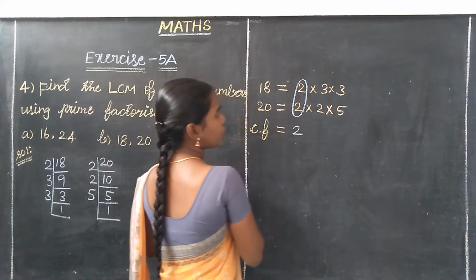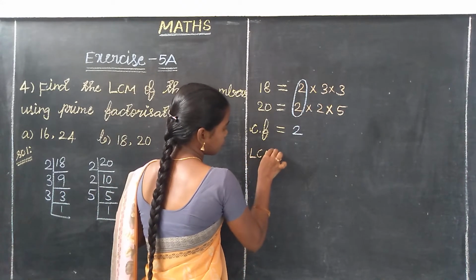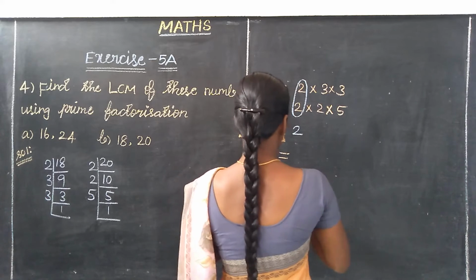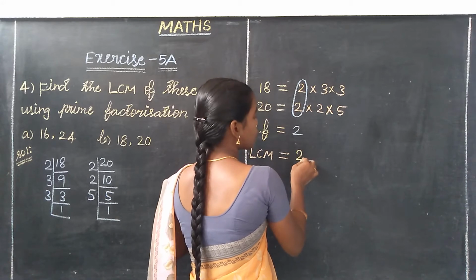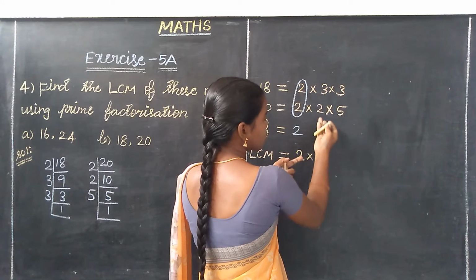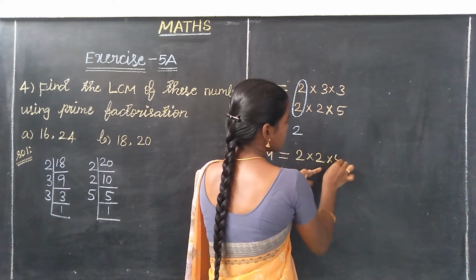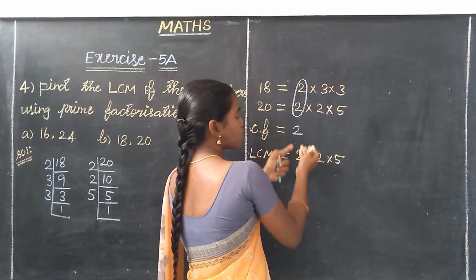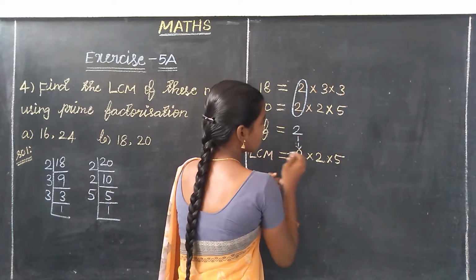Next, find out the LCM, the lowest common multiple. The common factor is taken once, that is 2. Then again 2 and 5 remain. So 2 is the common factor, one value, and then we take the remaining values.